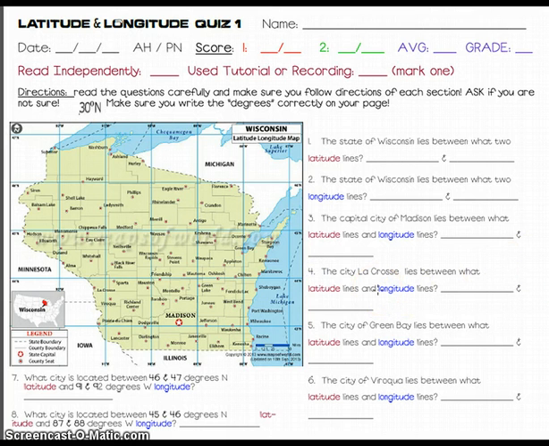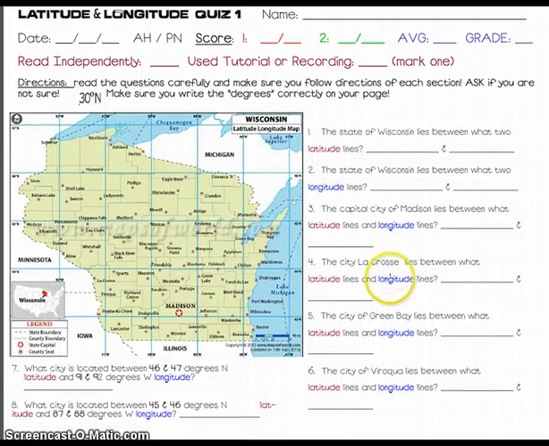Number 4, the city of La Crosse lies between what latitude lines and longitude lines? Pause and mark your answer. Number 5, the city of Green Bay lies between what latitude and longitude lines? Remember, that's where the Packers are.